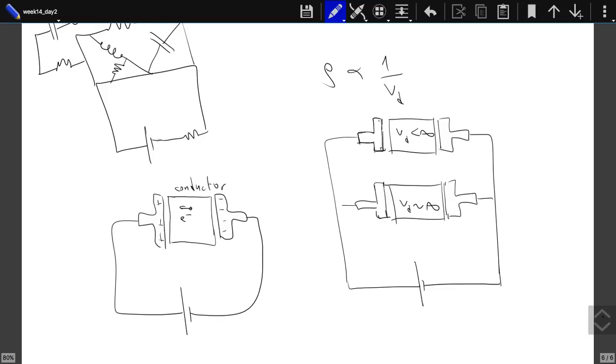This one. Here the current is 0. Here the current is non-zero.